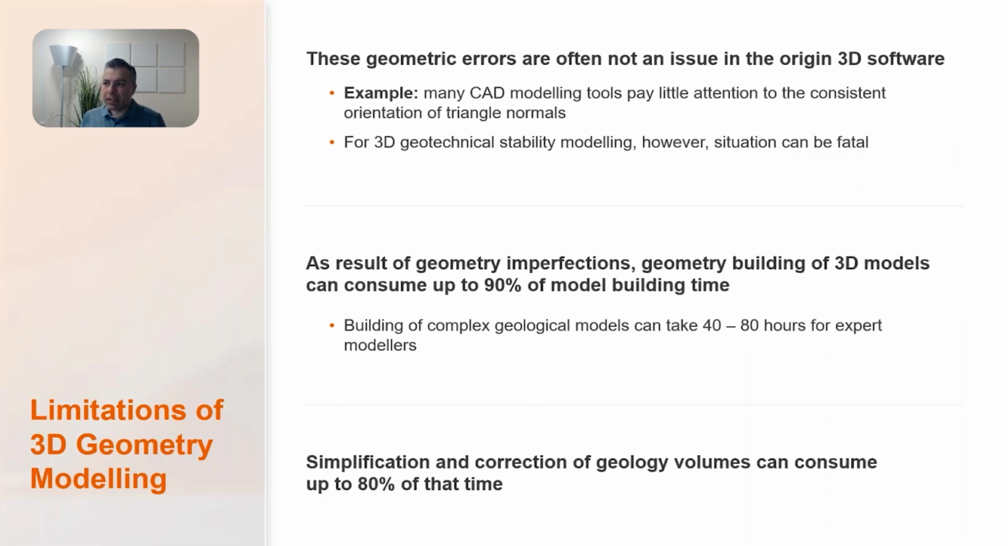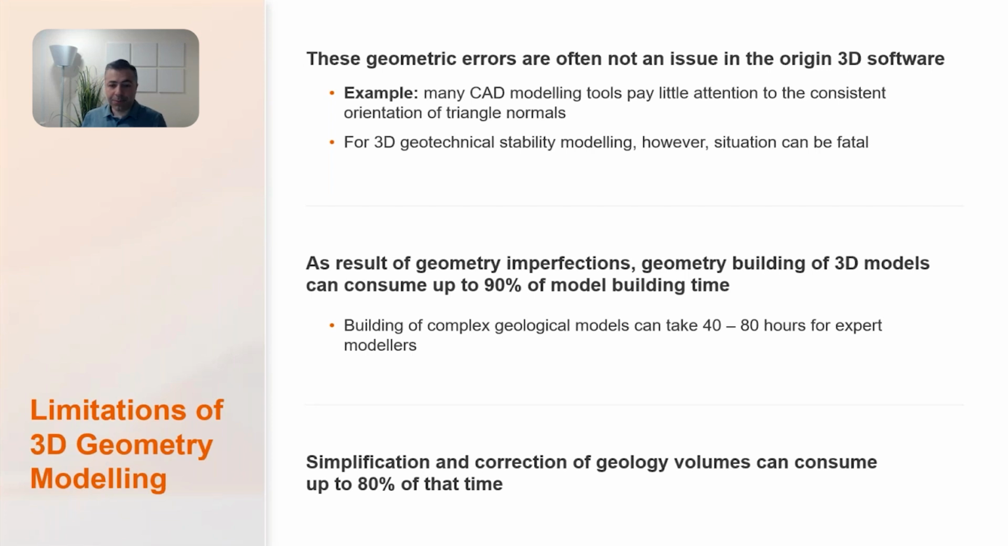So these geometric errors are often not an issue in the original 3D software. So basically in the original 3D software, everything looks fine. But when you want to do a 3D geotechnical stability modeling, the situation can be fatal. And as a result of geometry imperfections, geometry building of 3D models can consume up to 90% of your modeling time. So in 3D modeling, 90% of the time can go to the geometry creation.